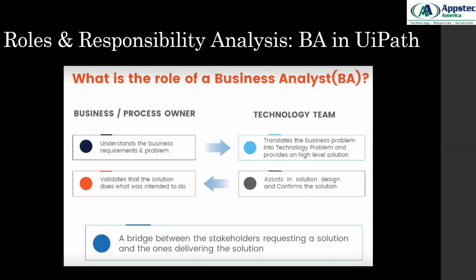We then design the solution and confirm it with the client. Once we get the client's approval, we validate that solution, and it goes for development. The solution does what it is intended to do on completing the entire automation project. So this is the hierarchy or chain that we follow, with respect to the roles that the business analyst is involved with, right?